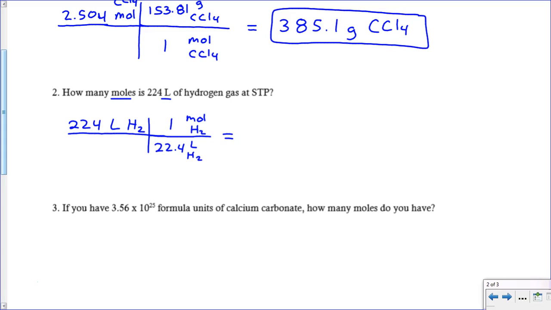If you do that, you should get 10. But for our answer here, you need to consider sig figs. 22.4 has 3 sig figs, 224 has 3 sig figs. That 1 mole of H2 is, again, that perfect number 1, and so that's infinitely many. And so we go for the smallest number here, which is 3. So the number 10 written with 3 sig figs is 10.0 moles of H2.